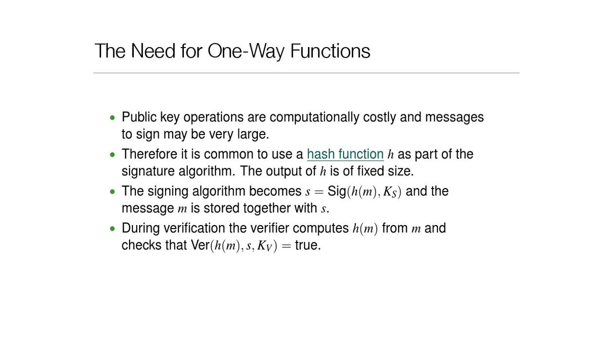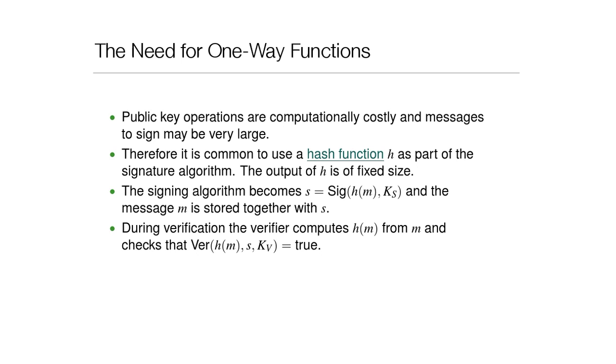The signing algorithm becomes SIG. Instead of the message, we put the hash of the message as a parameter to the signing algorithm. That's a common practice. Not just the message, but the hash of the message. And the message M is stored together with the signature S.